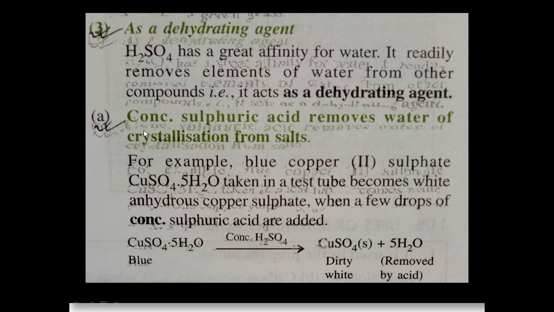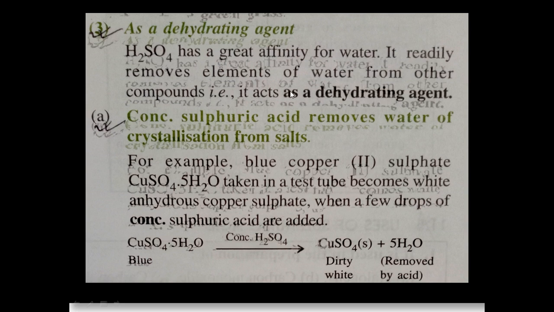Then, concentrated sulfuric acid acts as a dehydrating agent. Dehydrating means removing water. A dehydrating agent is a chemical substance that can remove water. Sulfuric acid has a great affinity for water. It readily removes elements of water from other compounds, that is, it acts as a dehydrating agent. It can remove water molecules from compounds. That's why it is termed a dehydrating agent.